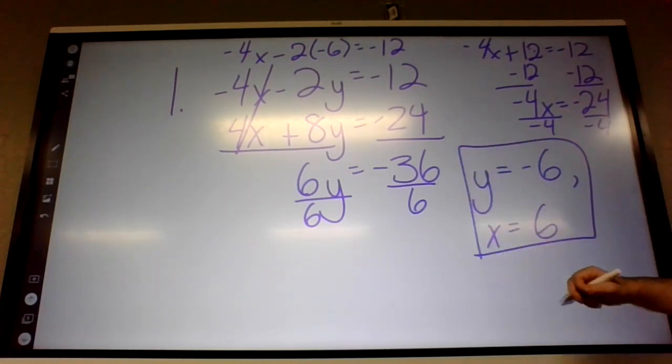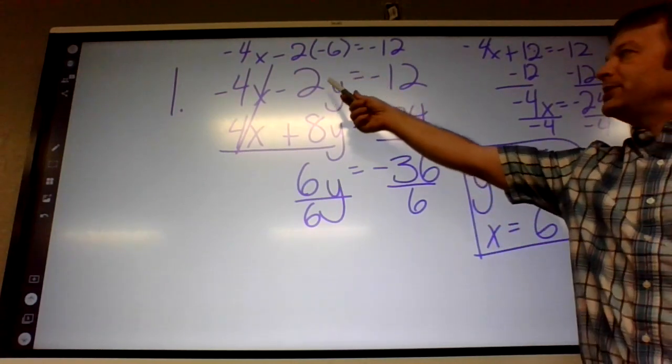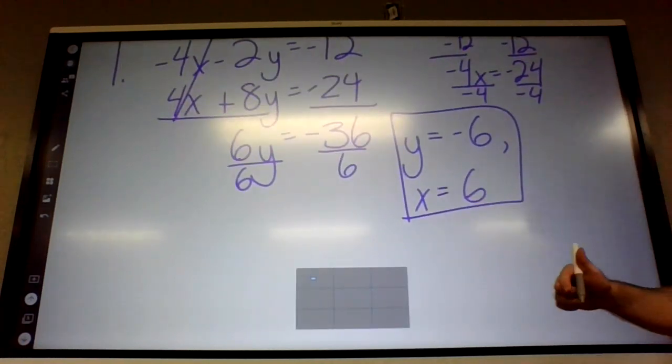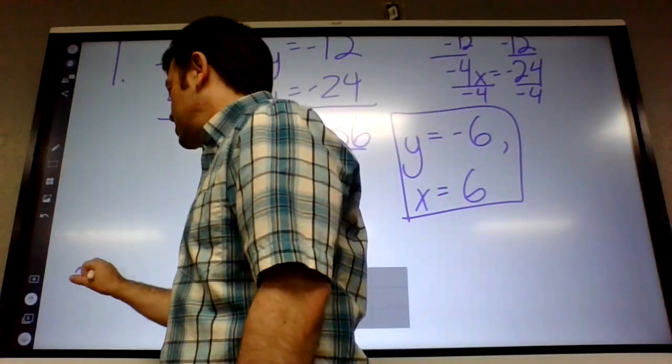And you can check your answer again. Since I plugged it in the top one, I can check and see if it works on the bottom, which I would highly recommend if you're taking a test. Highly, highly recommended.